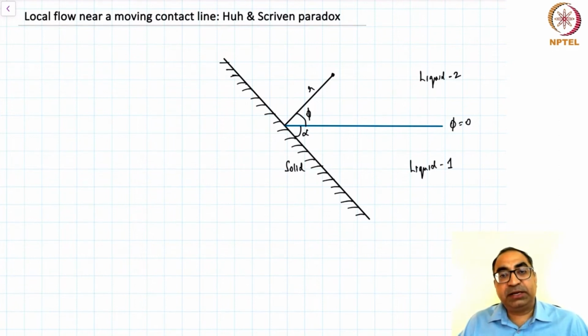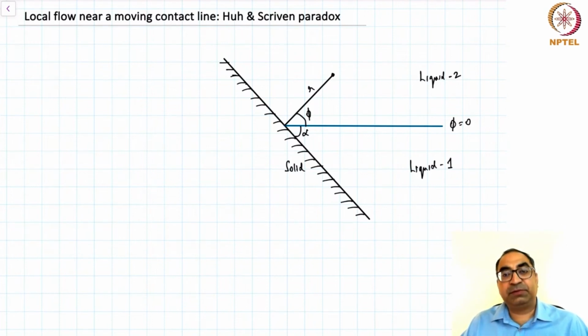Now, this discovery was made in 1971 by Huh and Scriven when they analyzed the flow in a wedge. Their work itself was an extension of the work by Professor Keith Moffatt, who analyzed motion in a wedge, and Huh and Scriven extended the Moffatt solutions to the problem of a wedge where you have a wall on one side and then you have an interface. So a typical geometry that Huh and Scriven studied is shown on the screen. You have a solid wall which is making an angle alpha with a flat interface.